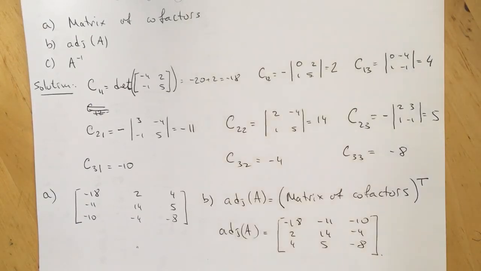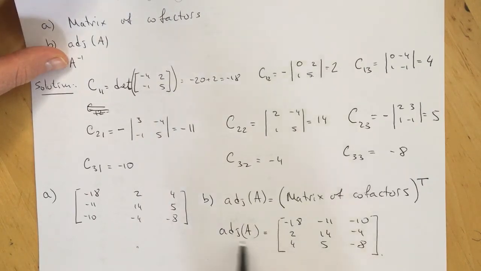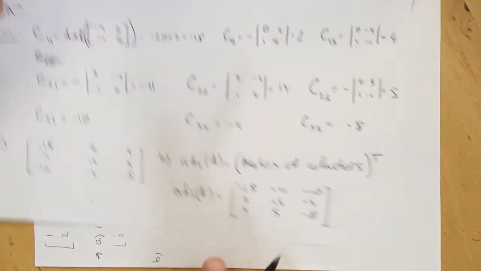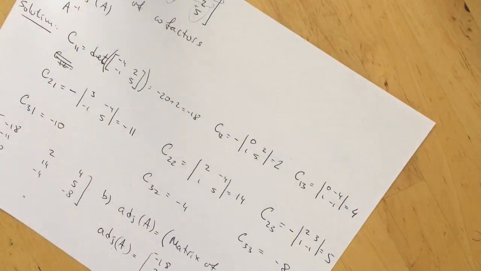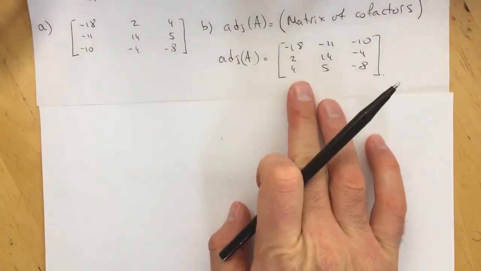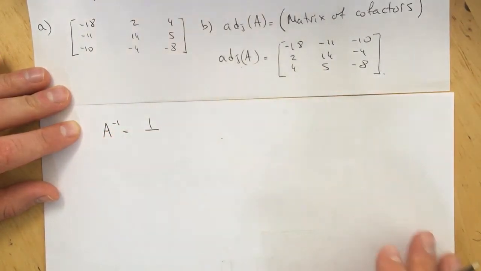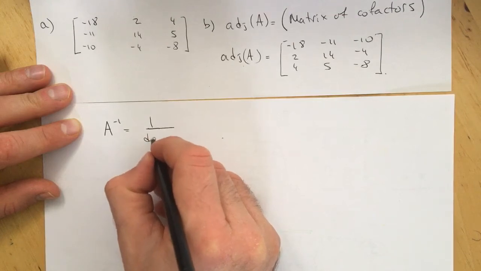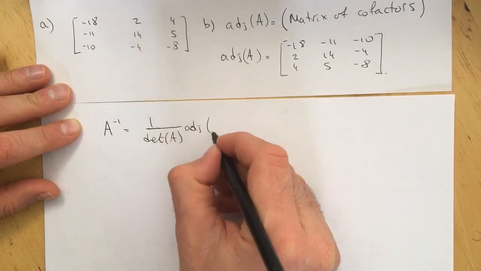And the last thing that you have to do is use the adjoint of A to find A inverse. And this is a very important formula that you have to know. Okay, the relation between the adjoint and the inverse. So A inverse is equal to 1 over the determinant of A times the adjoint of A.